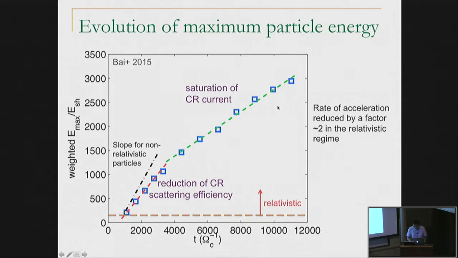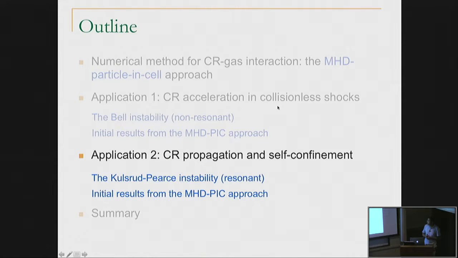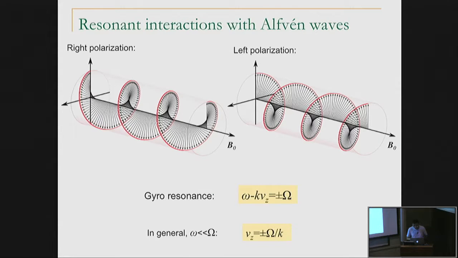All right, so this is the first application. Now we move to the second application, which is relevant to cosmic ray propagation and confinement. And the relevant instability is the resonant cosmic ray streaming instability. So when I say resonance, what kind of resonance am I talking about? I'm talking about a gyro resonance of cosmic rays with circularly polarized Alfvén waves.